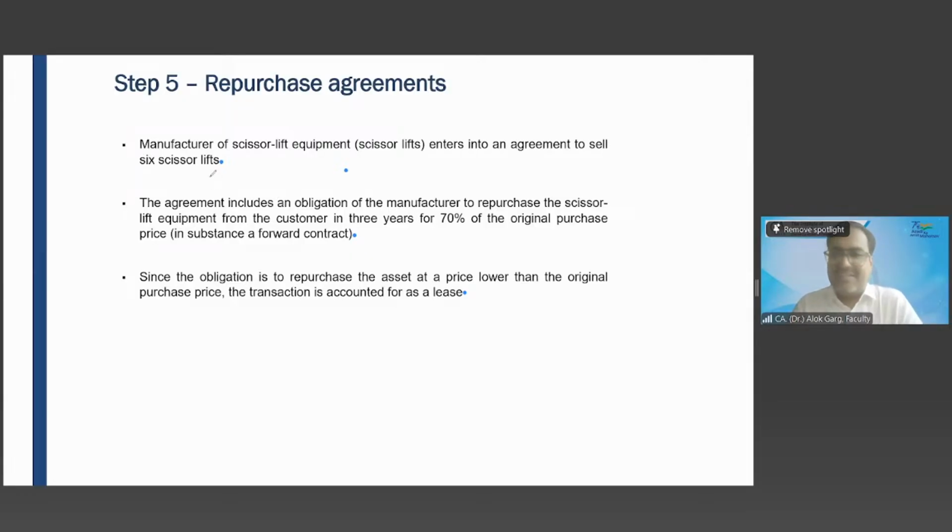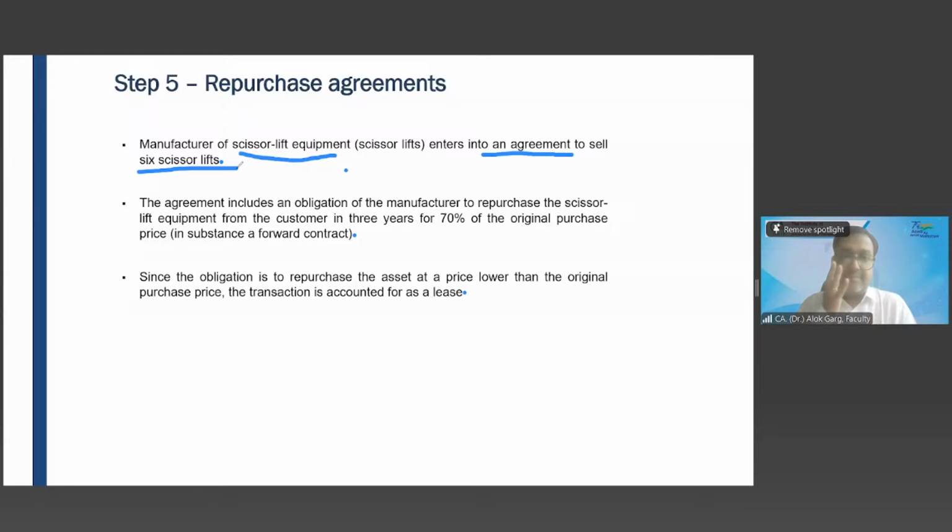Okay. Let's understand this example. Manufacturer of scissor lift equipment. So this is kind of a lift. At times in your examination question, the name of the product is very complex. Don't get into that. Whether it is a scissor lift, or a knife lift, or a spoon lift, forget about that. It is a lift. So don't waste time on what kind of product. Manufacturer of scissor lift equipment enters into an agreement to sell 6 scissor lifts.